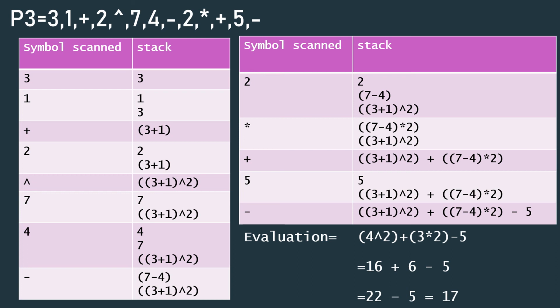Now we have to evaluate the infix expression. Just start with the innermost brackets, that is 3 plus 1 is 4. 4 to the power 2 plus 7 minus 4 is 3. 3 into 2 minus 5. So 4 to the power 2 is 16 plus 3 into 2 is 6 minus 5. That is 22 minus 5. The result is 17.